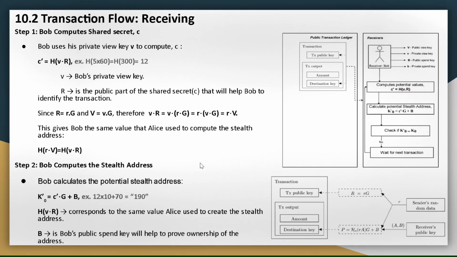So, the transaction flow, the receiving part: how will Bob decrypt this transaction? How will Bob get to know that this transaction is intended for him? From Bob's side, the first step is that Bob has to compute a shared secret key. Bob will use his private view key, small v, to compute C. But before that, he has to know that a transaction has been received on his side.